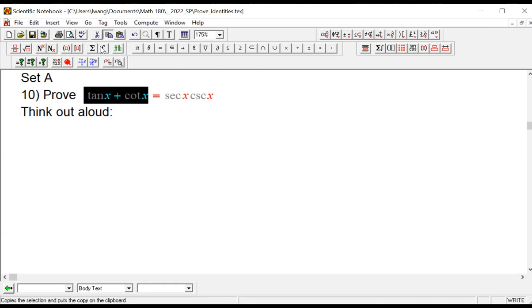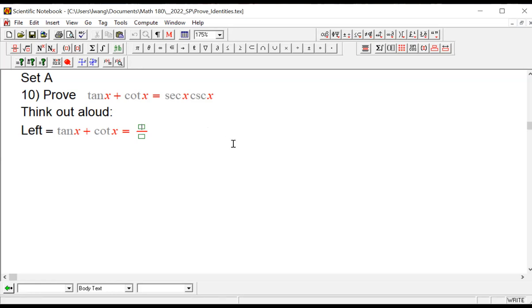Typically, more often than not, you start from the side that looks a little more complicated, so I start from the left. Because you have tangent on the left and secant and cosecant on the right, how am I going to make that connection? You go from the left and end up on the right.